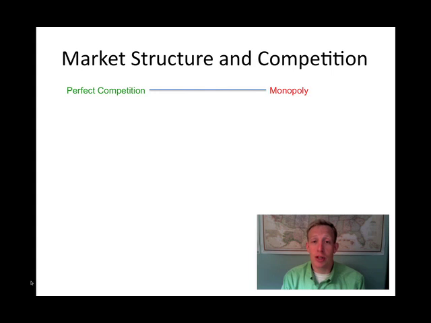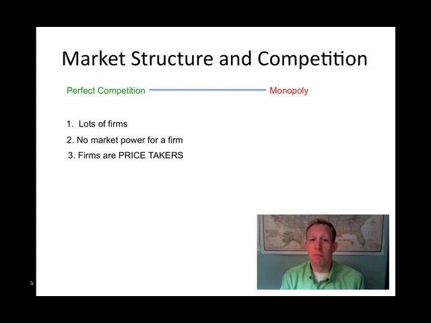One of them is called perfect competition, and the other is called monopoly. Perfect competition is characterized by a market where there are lots of firms, none of whom have any particular degree of power within the market. That means they are sometimes referred to as price takers, where the market sets a price and the firm just has to accept whatever price the market sets for the product.